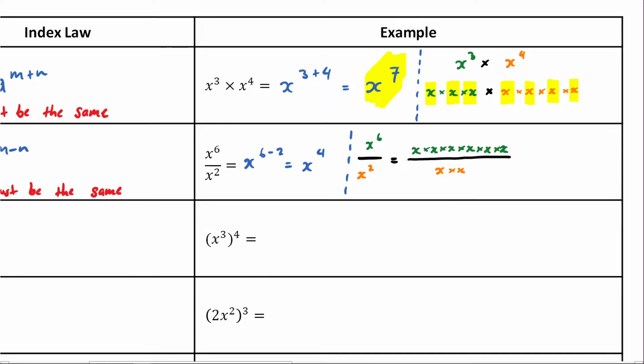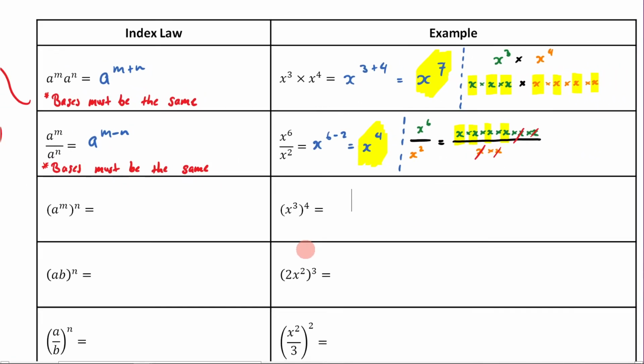Well, what's going to happen here is that this will cancel with this, and this will cancel with this, and how many am I left with now? I'm left with 1, 2, 3, 4. So I've just gone 6 minus 2. That's how I've got an x to the power of 4. So that's the thinking that's gone behind those laws there.